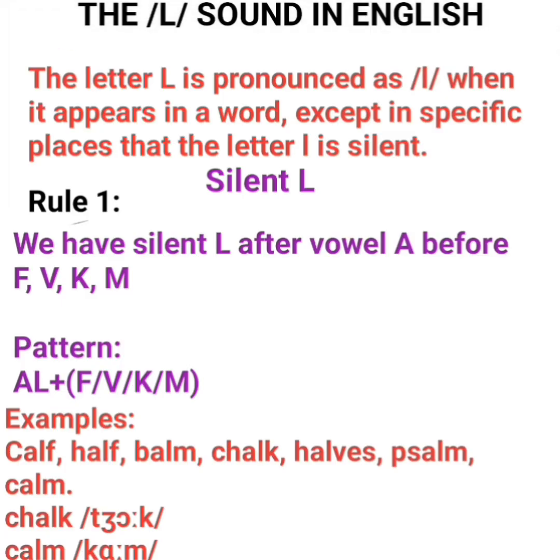The letter L is pronounced as L when it appears in a word, except in specific places where letter L is silent. L is pronounced, but in some certain words it is silent. So what are the rules guiding silent L? The first rule: we have silent L after vowel A before F, V, K, M. This is the pattern. It means that we have AL plus any of these letters. AL plus F, L will be silent. AL plus V, L will be silent. AL plus K as well as AL plus M, L will be silent.